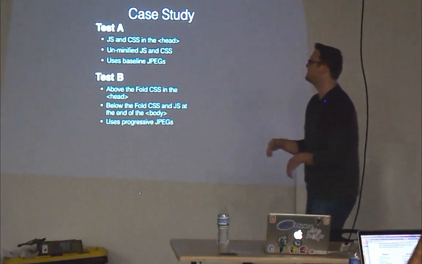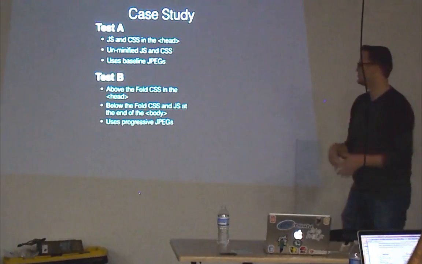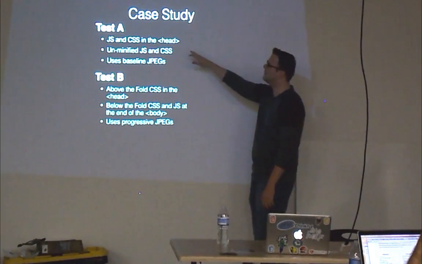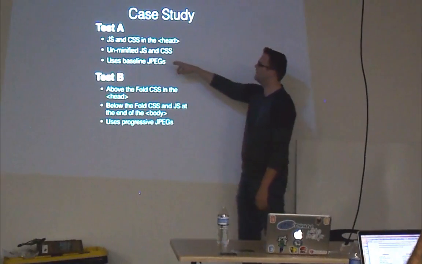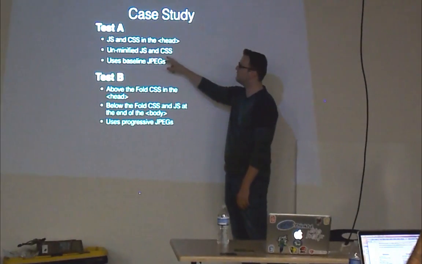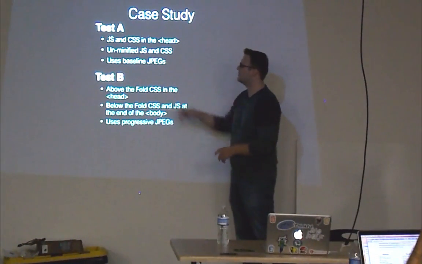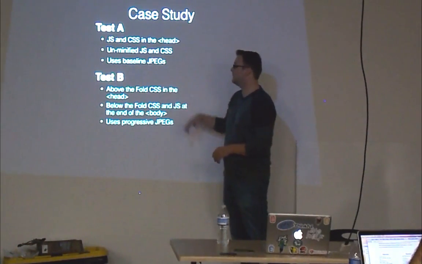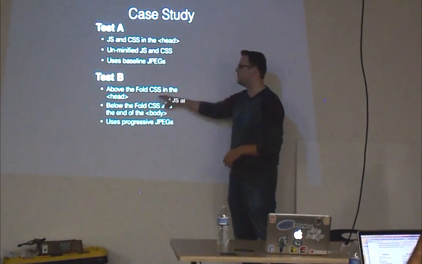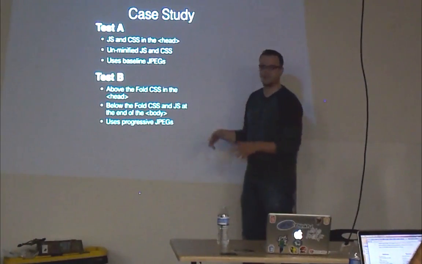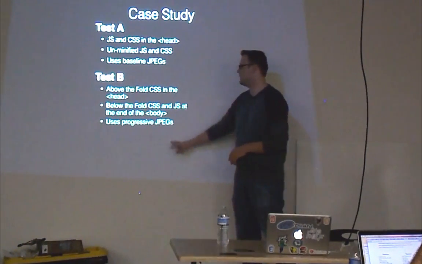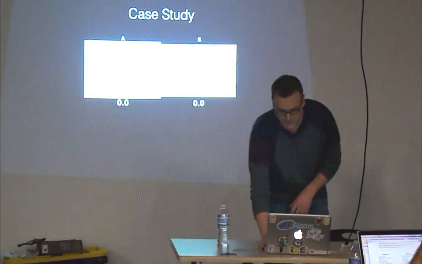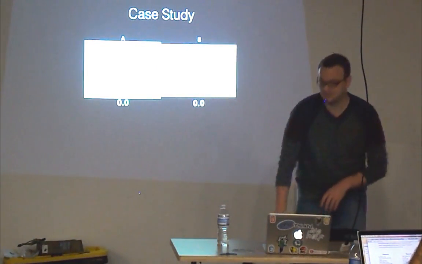Let's take another case study. So I like A/B test as well. So we have test A where the JavaScript and CSS is in the head element. We have unminified JavaScript and unminified CSS. And then we also use baseline JPEGs to load the images. Test B does all the practices we talked about, above the fold and below the fold CSS, where they should be, and then it uses progressive JPEGs. And so we can take a look and see side by side what's happening.